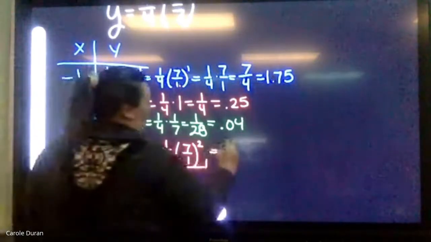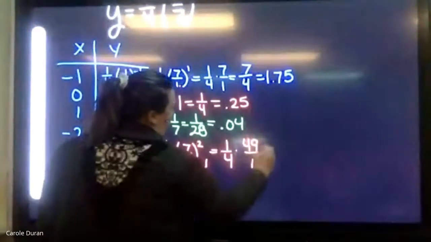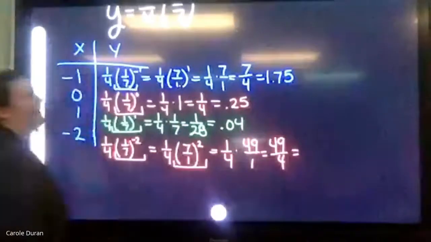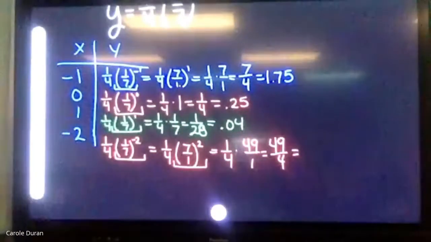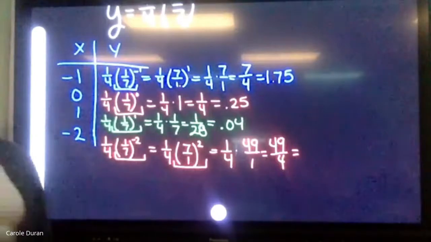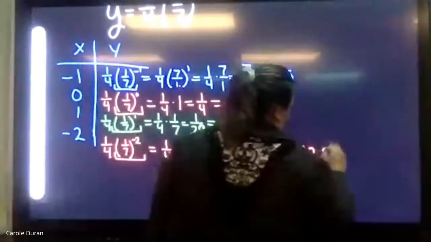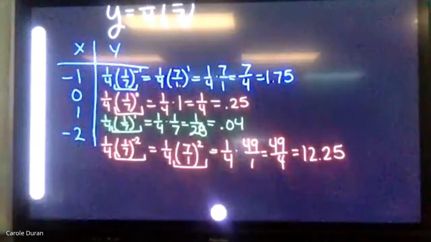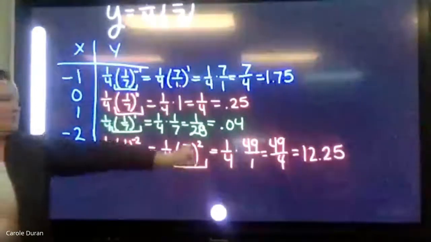So I get 1/4 times 49/1, which we can multiply together to get 49/4. This one is definitely better as a decimal. What decimal is it? 12.25, so 12 and 1/4. No, it went to the denominator as well, but 1 squared is just 1.